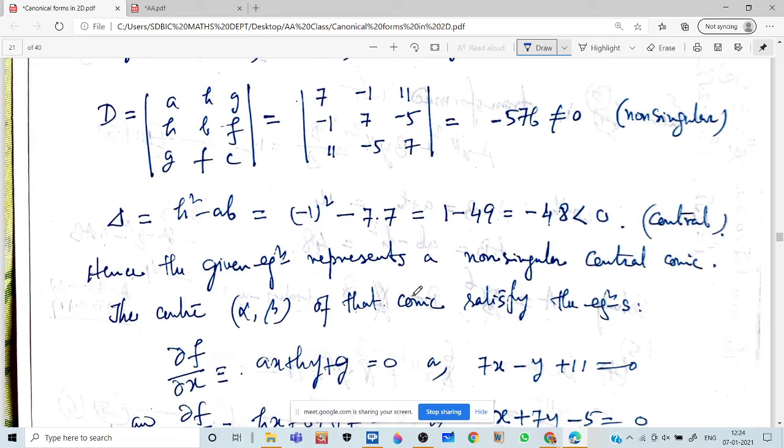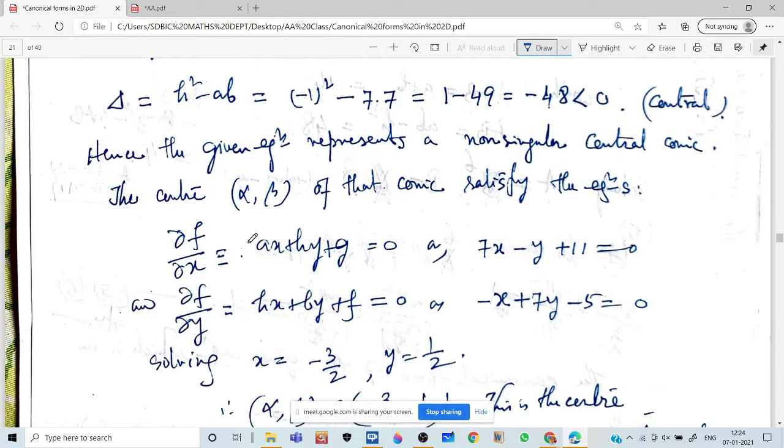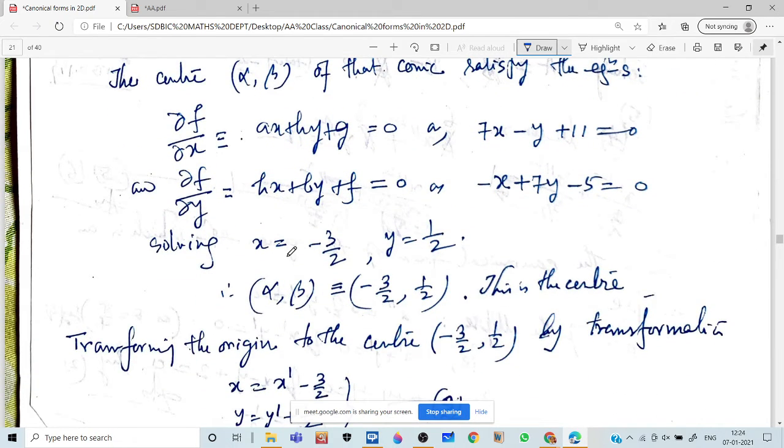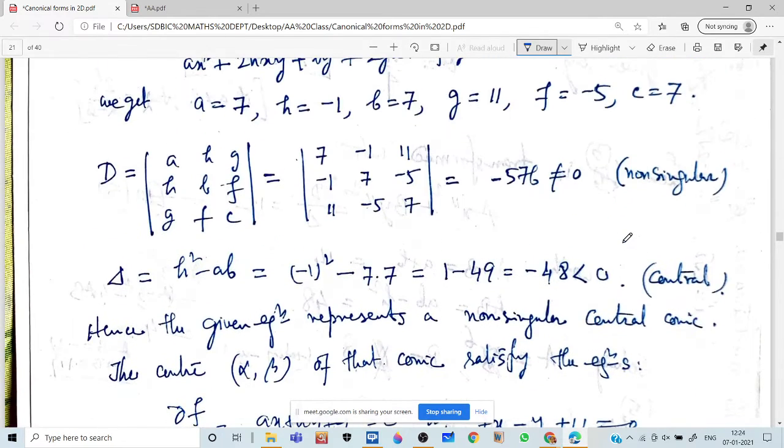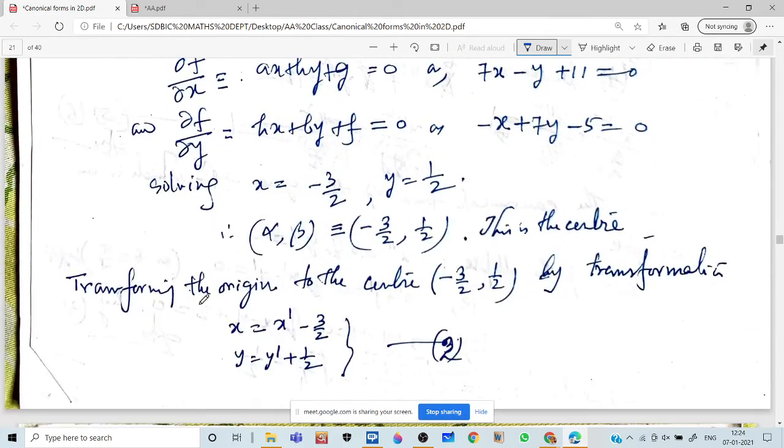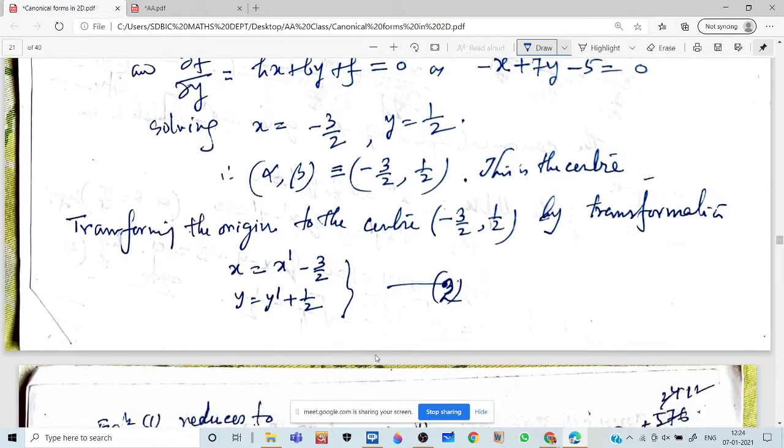So we have to find the center alpha beta by satisfying the equations del f del x equal to 0 and del f del y equal to 0, that is ax plus hy plus g is equal to 0, hx plus by plus f equal to 0, and satisfying this we get x is equal to minus 3 by 2 and y equal to half. So alpha and beta is equal to this, and this is the center of the conic. If you get the center, then we use the transformation x is equal to x dash plus alpha and y equal to y dash plus beta.